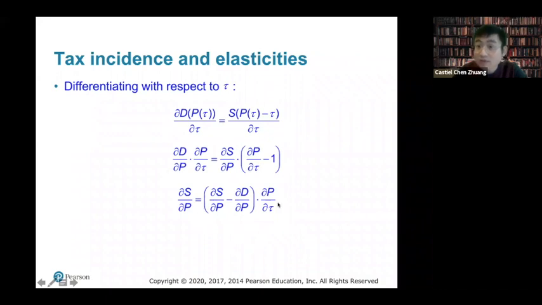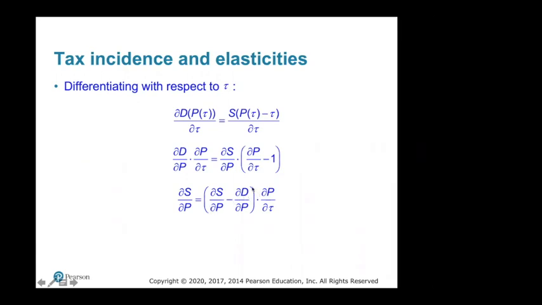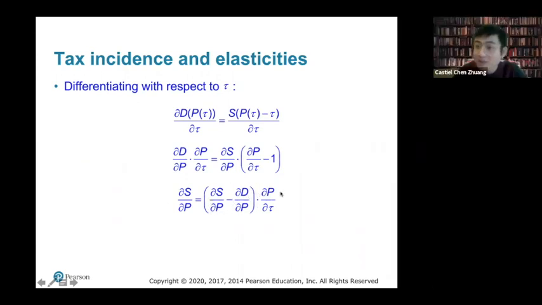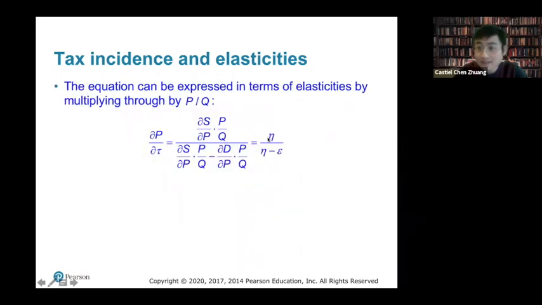The reason why we want to get this is we want to get dp over d tau. So you just divide on both sides. So dp over d tau will be this term divided by this term, right? So now you have a formula. This formula is, I think, enough. Once you have the supply function and demand function, you can calculate the derivatives. But you can also calculate the elasticity, right?